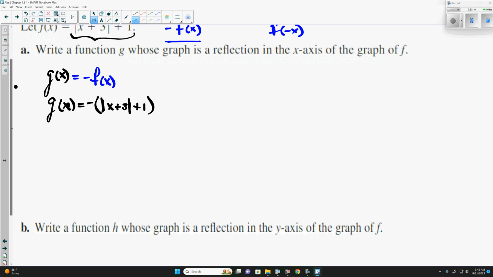Now, we need to simplify those parentheses. We have that negative out front, which means we're going to multiply the negative through the entire thing. When we multiply the negative by the absolute value, it does not go into the absolute value. It just stays out front. The negative will not go into the absolute values. It just stays out front.